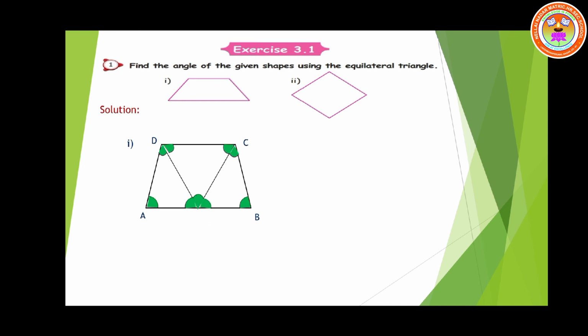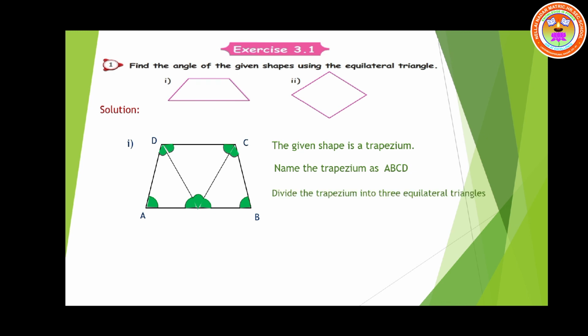Now, the given shape is a trapezium. Name the trapezium as ABCD. So this we have done. Next, divide the trapezium into 3 equilateral triangles. So whatever I have done, I have just written down. Divide the trapezium into 3 equilateral triangles.